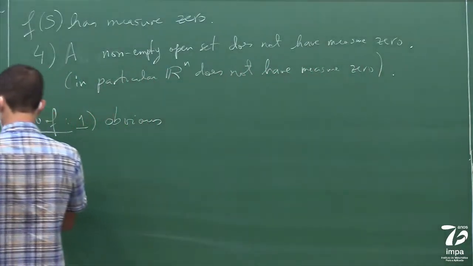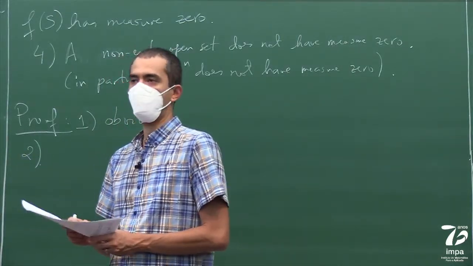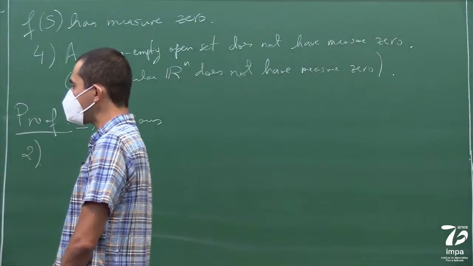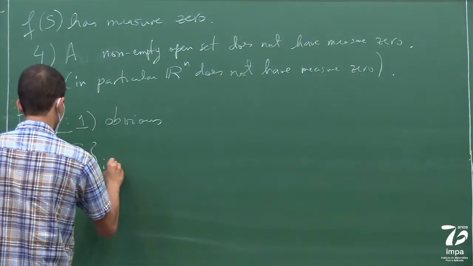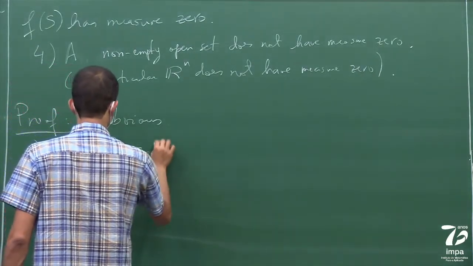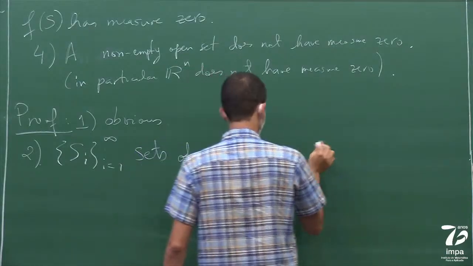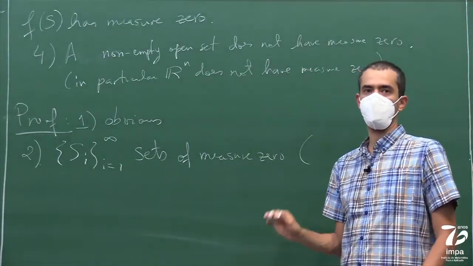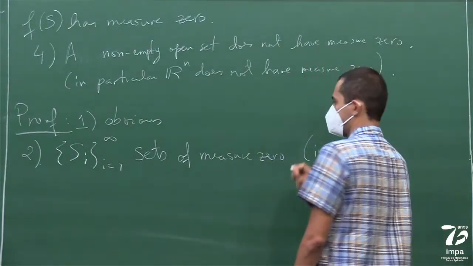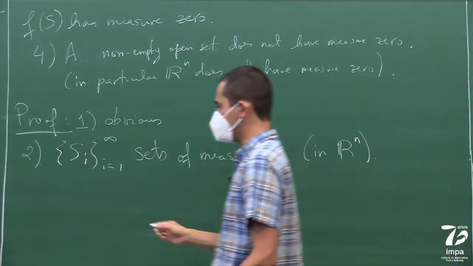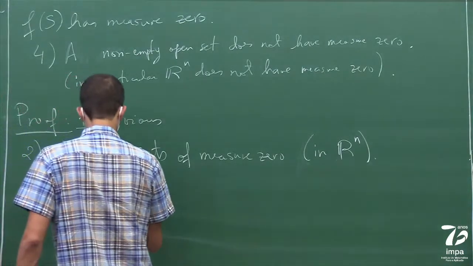Number 2. Okay, so number 2, let's write down. It's a nice little exercise in analysis. So if you have a countable union of sets, let's say that I have a collection Si of sets of measure 0. And you always have to fix the dimension of the space that you're in. So these are sets in Rn. Okay. So the claim is that the union has measure 0.